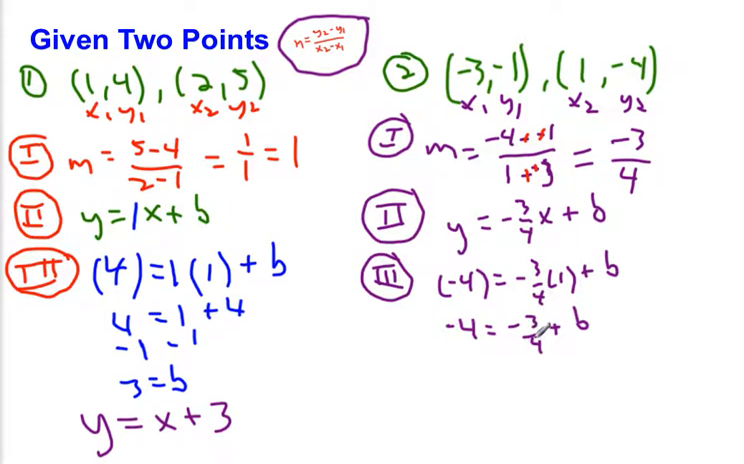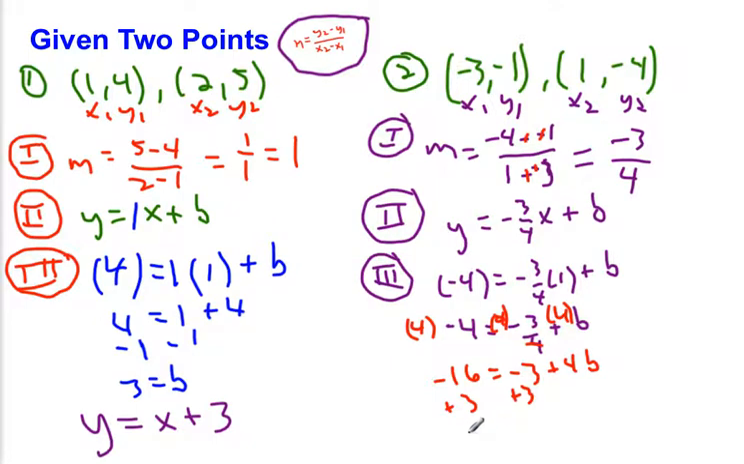Now how can I get rid of that 4 in the denominator? If you remember, we can multiply both sides. We can multiply really this entire equation by the denominator, by 4. So if we multiply every piece by 4, we will be able to eliminate that denominator because 4 over 4 reduces to 1. So this would become negative 16 equals negative 3 plus 4b. So let's keep solving. Add 3 to both sides.